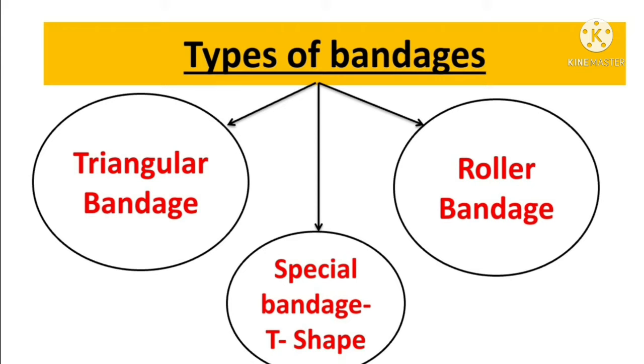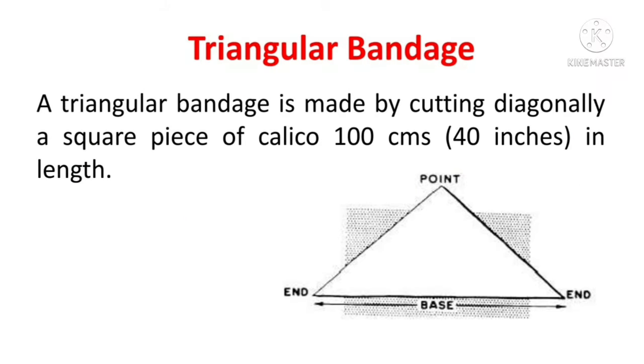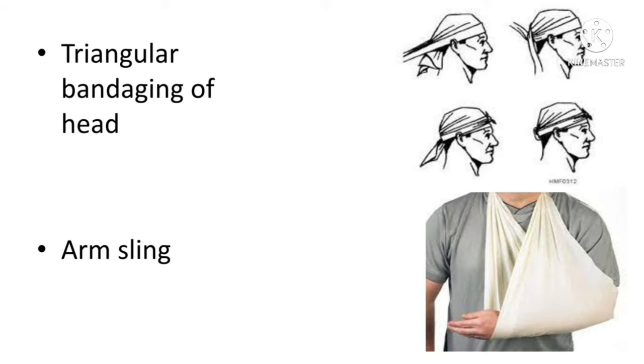So we have different types of bandages: triangular bandage, roller bandage, and a special bandage that is T-shaped. Triangular bandage. It is made by cutting diagonally a square piece of cloth 40 inches in length. The longest side is called the base. The corner directly across the base is the point and the other two corners are ends. Different ways to use the triangular bandage, such as on the head or as an arm sling.